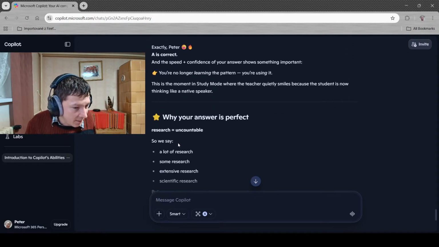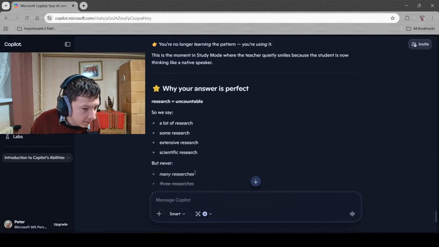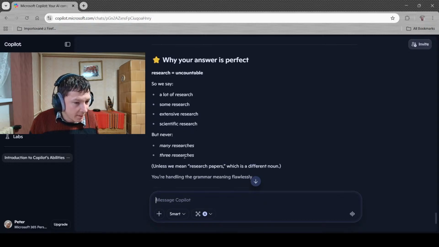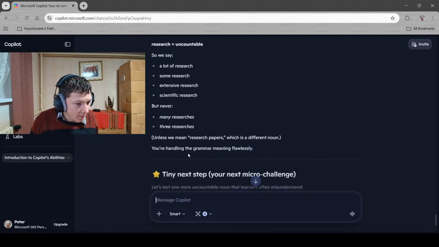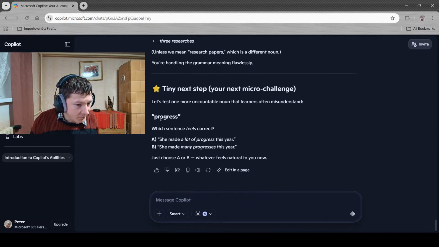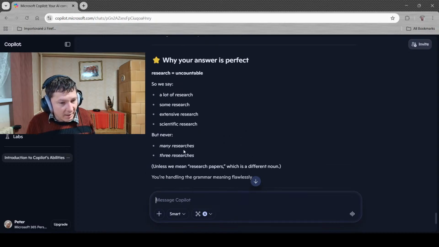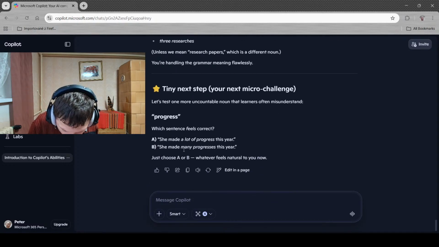Research is uncountable, so we say a lot of research, some research, extensive research, scientific research, but never many researches, three researches, unless we mean research papers, which is a different noun. You're handling the grammar meaning flawlessly. Okay, that's it. The answer is of course A. But that's it, people. That's it. And now smart mode, and that's it for today.